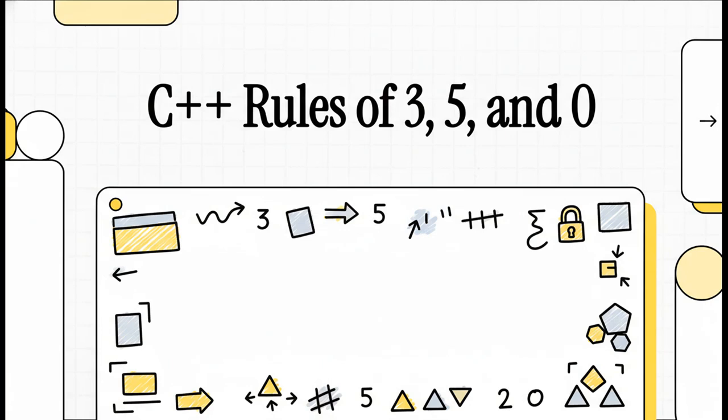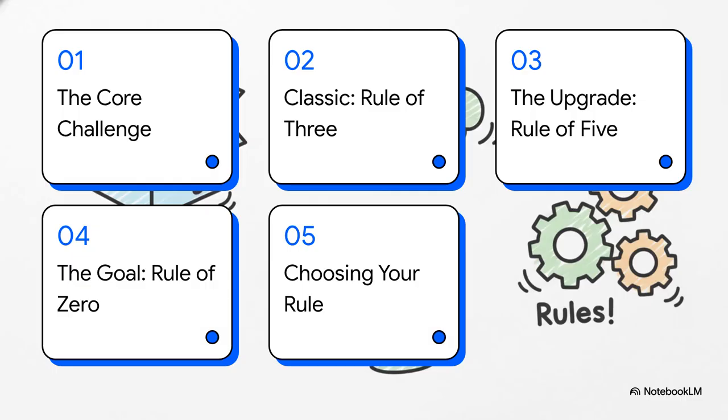All right, if you've spent any time with C++, you've definitely heard people talk about the rules of 3, 5, and 0. They can sound a little intimidating, right? But honestly, they are absolutely key to writing safe, efficient code. So in this explainer, we're going to pull back the curtain and demystify these rules once and for all. Here's how we're going to do it.